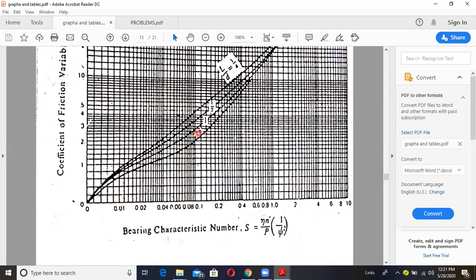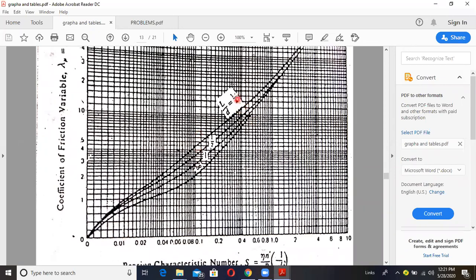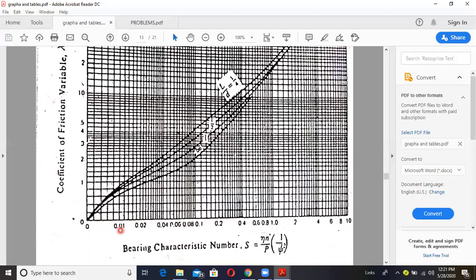Now if you look at the curves, the first curve is infinity, the second curve is 1, the third curve is 1 by 2, and the fourth curve is 1 by 4. Now we have to take the second curve, since L by D we got is 1. The x-axis value is 0.1. Select this point and move upward until it touches the second curve. Here I got the second curve.